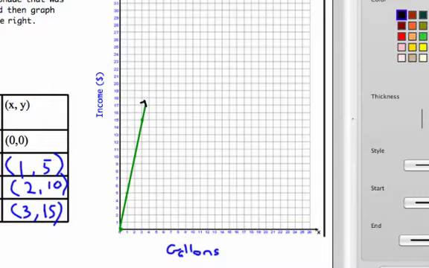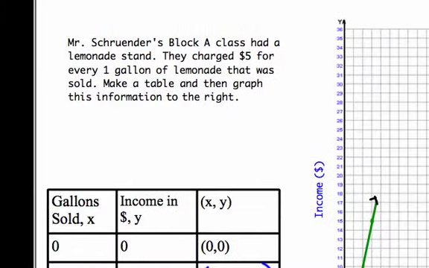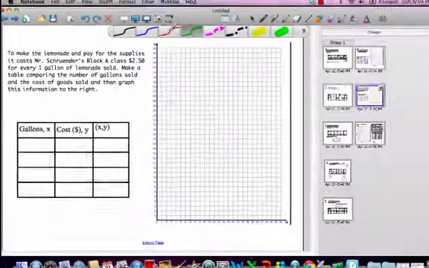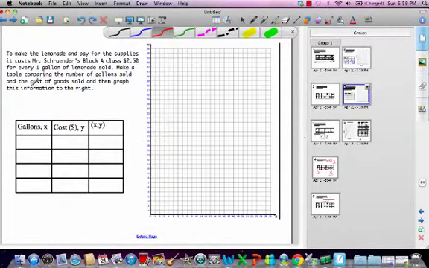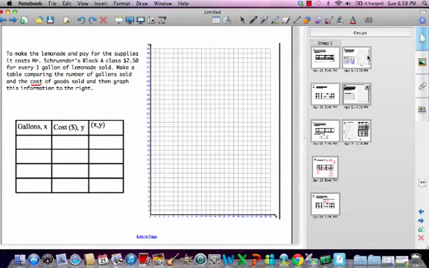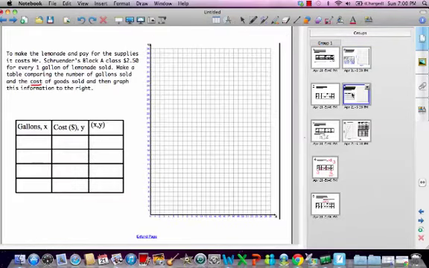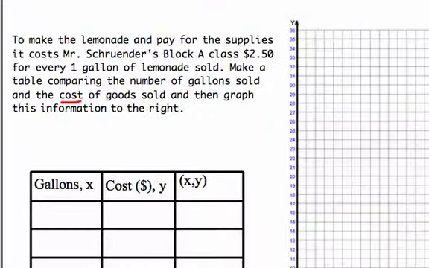So to get more practice with this concept, it's hopefully going to be relatively simple after these 2 examples. To make the lemonade and pay for the supplies, it cost Mr. Schreiner's Block A class $2.50 for every 1 gallon of lemonade sold. Make a table comparing the number of gallons sold and the cost of goods sold, and then graph this information to the right. Just so you know, this is not the same thing as the last problem. This is saying how much it cost us to make the lemonade. The last one was saying, how much are we going to sell it for when we get people to buy it from us. So in this instance, we're talking about cost. Cost is usually something you write in red.